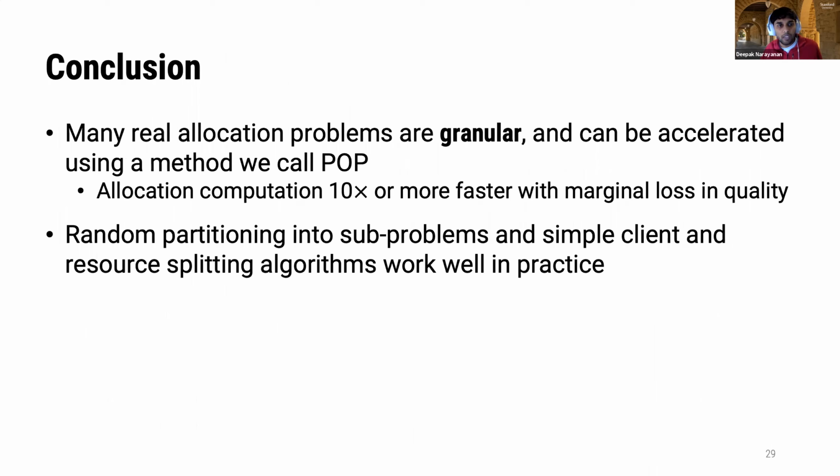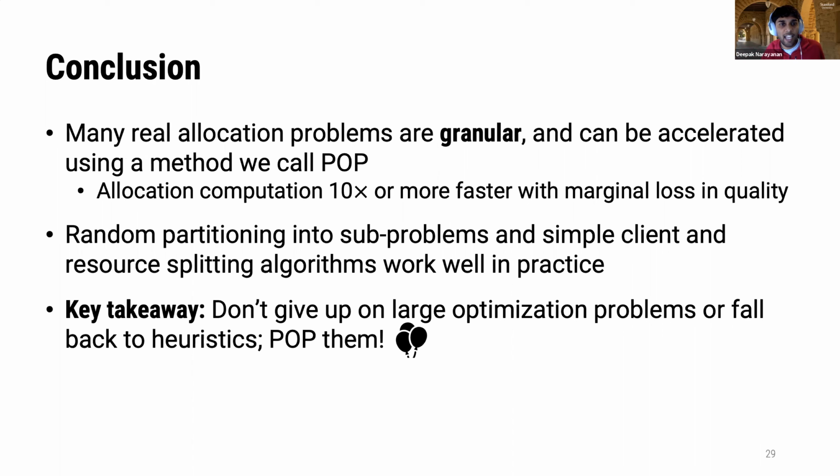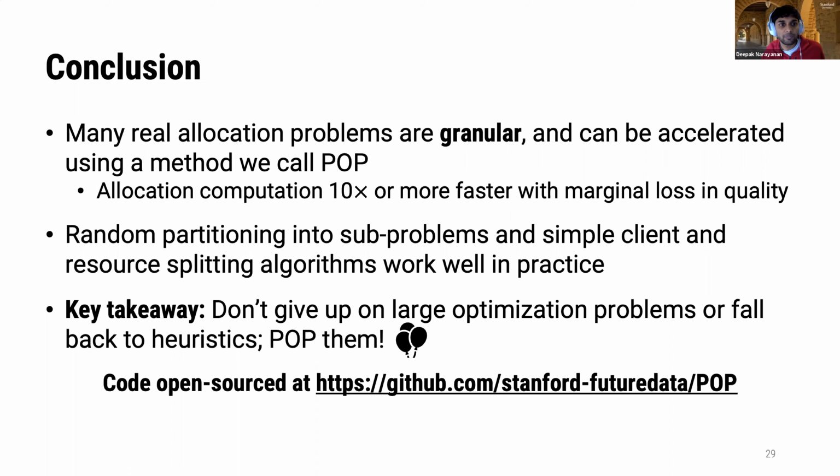To conclude, in this work, we made the observation that many real allocation problems are granular and can be accelerated using a method we call POP. POP uses simple random partitioning into subproblems and simple greedy client and resource splitting algorithms that work extremely well in practice. And our key takeaway is that one shouldn't give up on large optimization problems or fall back to heuristics for resource allocation. Instead, POP provides an attractive alternative.